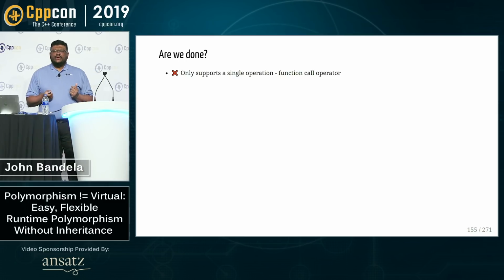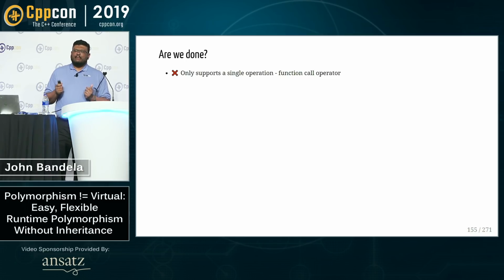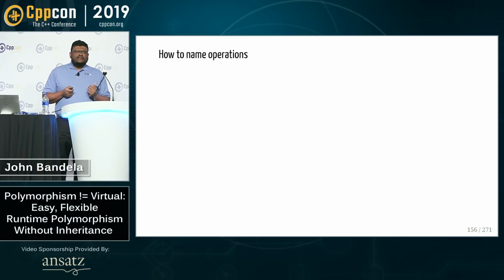The problem is we only support a single operation, the function call operator, right? We want to have interfaces that have more than one function, an arbitrary number of functions. We want to be able to do different stuff and call different stuff. So then we come to the issue, how do we name the operations?